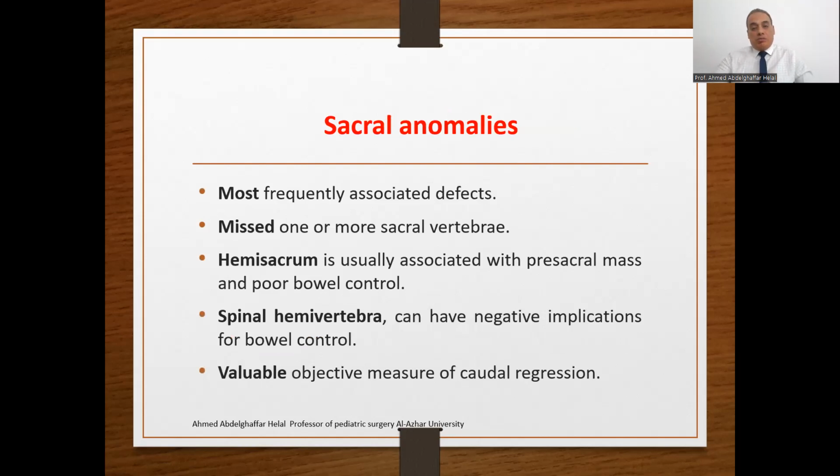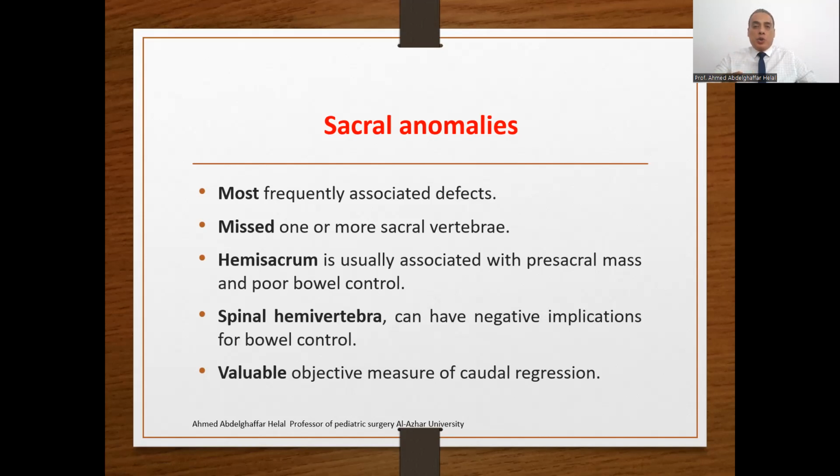Sacral anomalies are the most frequent associated defect; there may be one or more missing sacral vertebrae. The sacrum is the lowest part of the vertebral column. Hemisacrum is usually associated with a presacral mass and poor bowel control. Also, spinal hemivertebrae can have negative implications on bowel and urinary control. These are valuable objective measures for caudal regression syndrome.